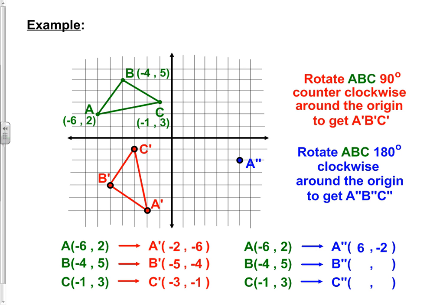Where is B going to end up when it goes to B double prime? B is at 4 and 5. We're still going to have the 4 and the 5, but what are the signs going to look like? Positive 4, negative 5, because we are moving into quadrant 4. How about C to C double prime? Still going to be a 1, still going to be a 3, but it'll be a positive 1 and a negative 3. You have all of your corner points rotated. You can connect the dots, and you are through.